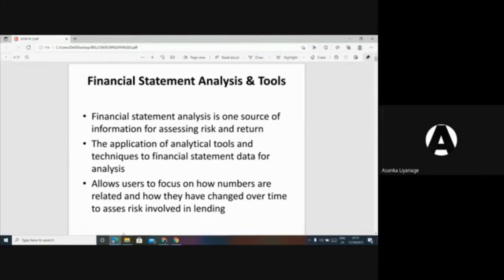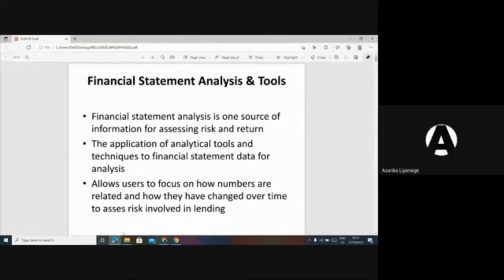In the exam, you will be given only the first two statements, that is the income statement plus the statement of financial position, in order to analyze and present the financial position and financial performance of the particular borrower to make the correct credit decision.